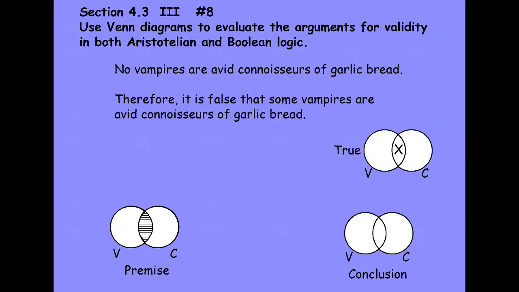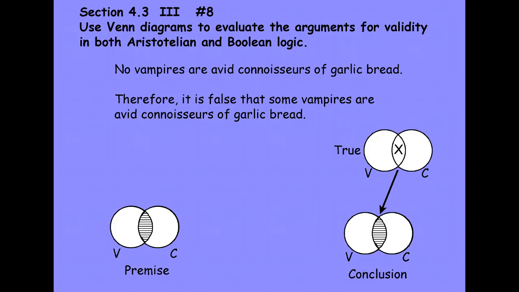And so to make our conclusion true, we have to make sure that the conditions that would make the standard form categorical statement true never happen. So if there has to be an X in that intersection, we'll put shading in that intersection. We'll guarantee that it's empty, and that will make that standard form categorical statement false. If it's false that some vampires are avid connoisseurs of garlic, then our conclusion is true. Now we look at our conclusion diagram. This is how the world has to be to guarantee that our conclusion is true.